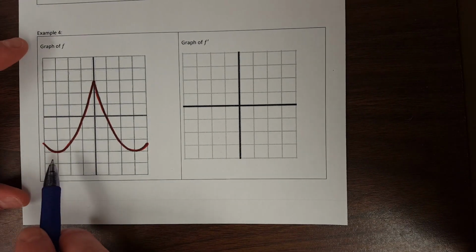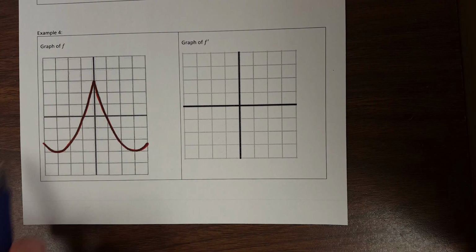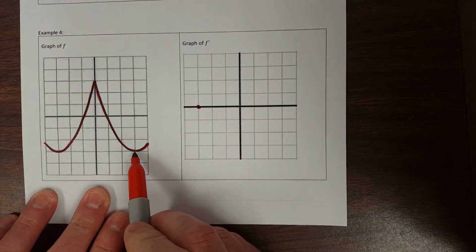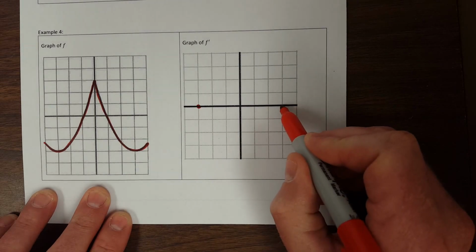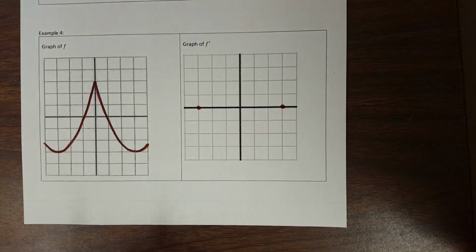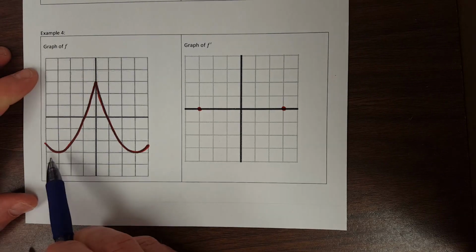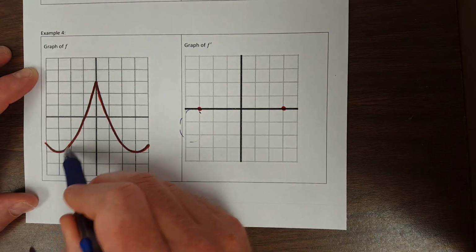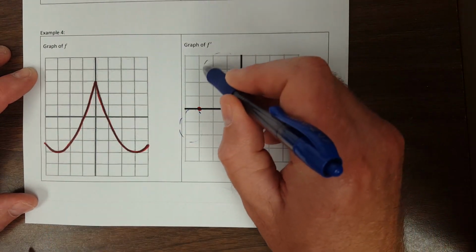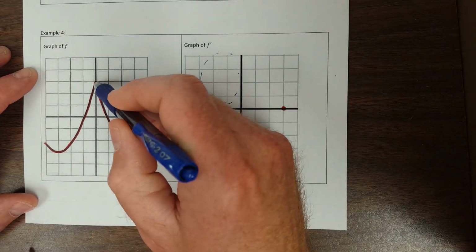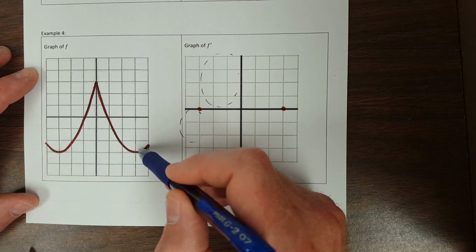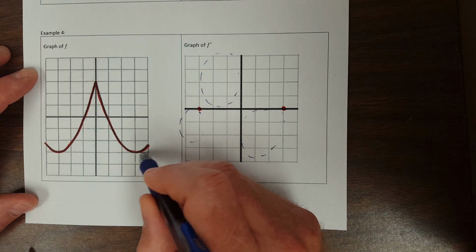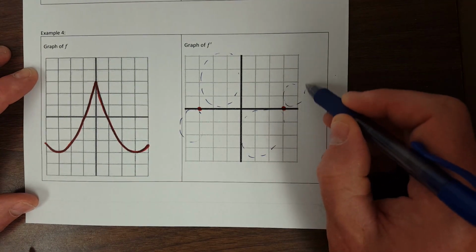Slopes of 0. I see a slope of 0 right here at -3. That's going to create an x-intercept at -3. And I see another slope of 0 right here at +3. So that's going to be another x-intercept. Next, negative slope, so that's below the x-axis. Positive slope above the x-axis. Negative slope below the x-axis. Positive slopes above the x-axis.